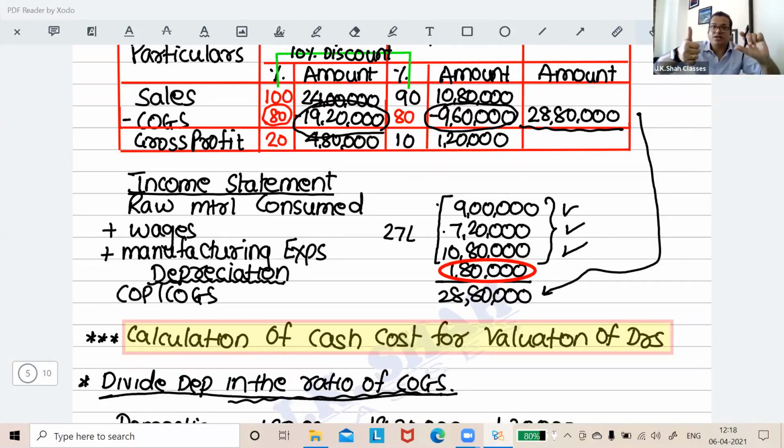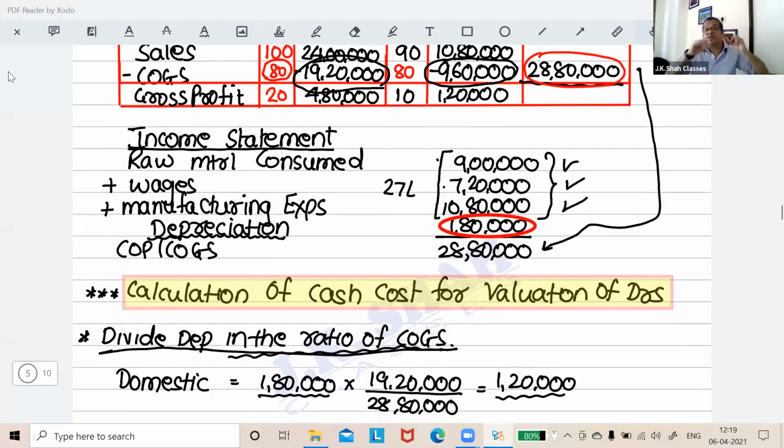The total of the three is 27 lakh. If you don't believe me, do it on your calculator. 9 and 7 and 10 and this, everything you add, this will be 27 lakh. But as per our calculation, the COGS is coming how much? 28 lakh 80,000. I copy this COGS over here, but when I add raw material, wages, and manufacturing expenses, I come to know that this total is only 27 lakh. That means 1 lakh 80,000 is depreciation.